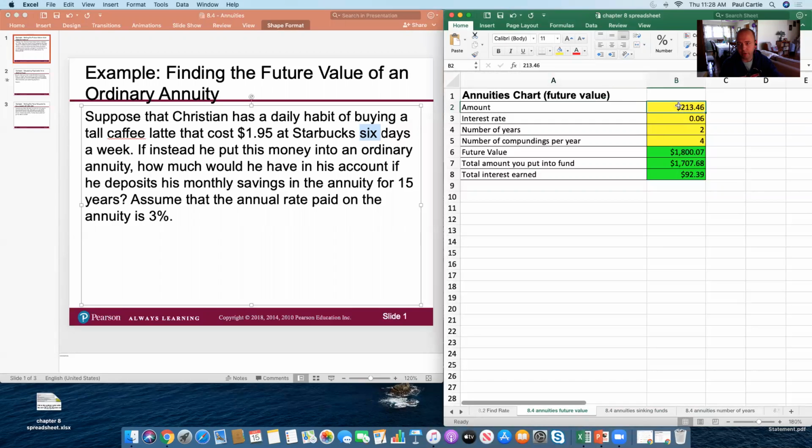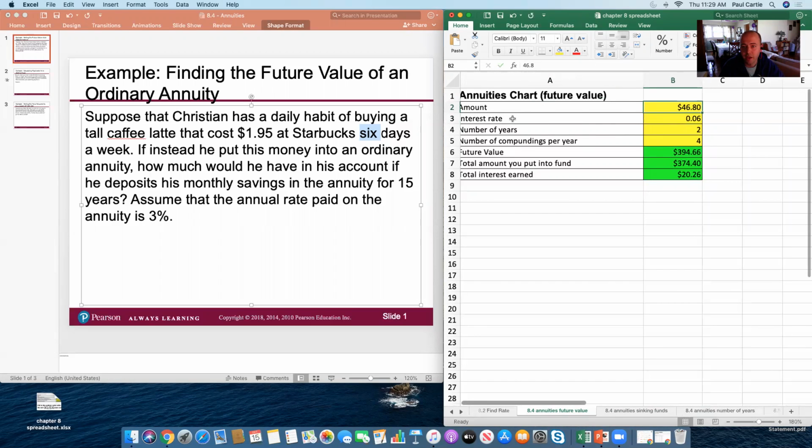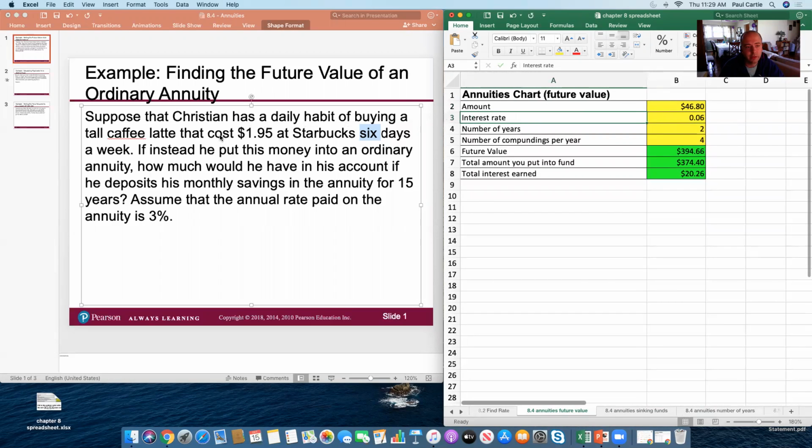And then I'm going to go over here into the spreadsheet. The amount is what I am depositing, and that I just got was $46.80. So that's the first thing you change. Then the interest rate is 3%, so I'm going to change the interest rate from 0.06 to 0.03 for 3%.